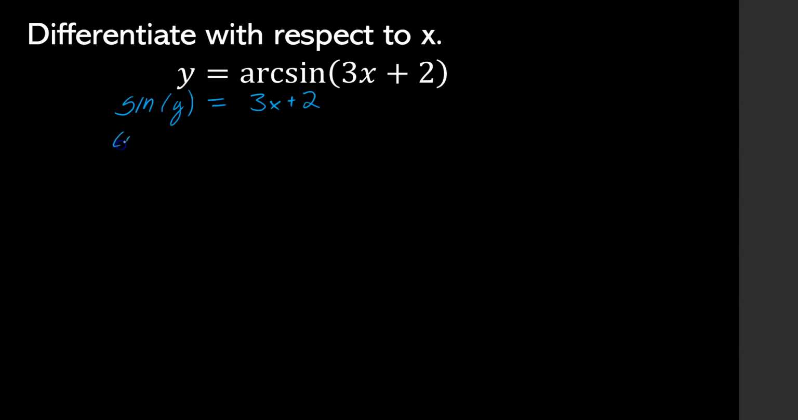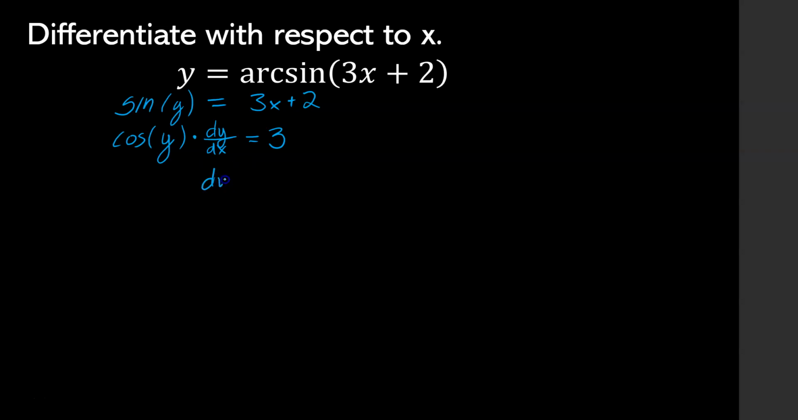The derivative of sine is cosine. And if the input of cosine is a function like y, we'd have to use the chain rule. So we'd multiply by the derivative of y. I call that chain rule, but you should know that's also implicit differentiation. The derivative of 3x plus 2 with respect to x is just 3 plus 0. I'll write 3.